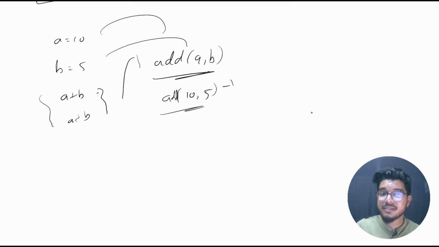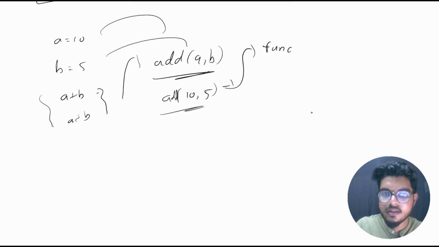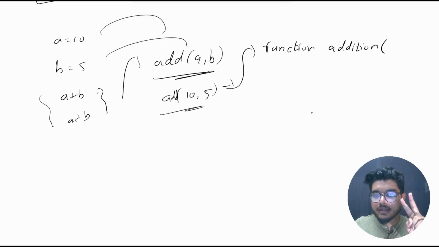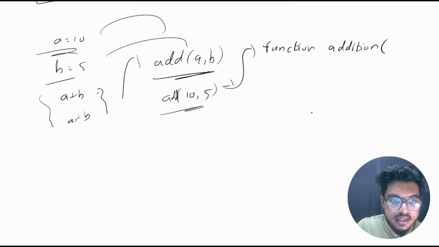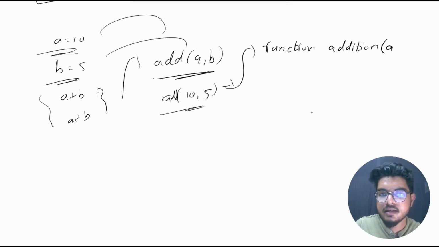But this add must be written somewhere, right? The logic of that addition must be written somewhere. A function lets you create user defined reusable code, and we'll understand this as well. First of all, just focus on declaration. We'll write function, then the function name as add or addition, whatever you want, addition let's say, and then we are passing two parameters. What are those parameters? This a and b. We are passing a comma b, and then a block of code.